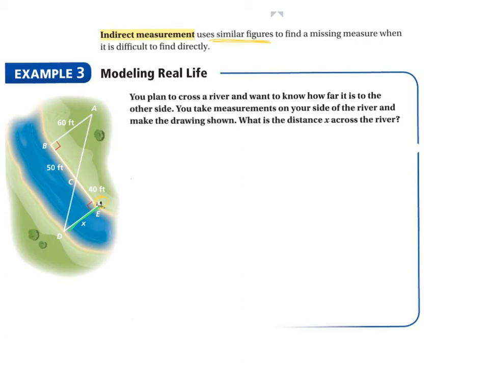Now, it's obviously not going to be as easy to measure across this river. So this is a situation where we've taken some measurements on solid ground. We figured out that from here to here is 50. So this whole section was 90. And we measured here that this is 60.